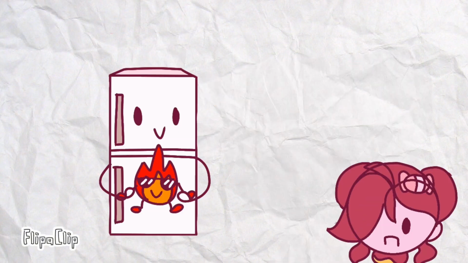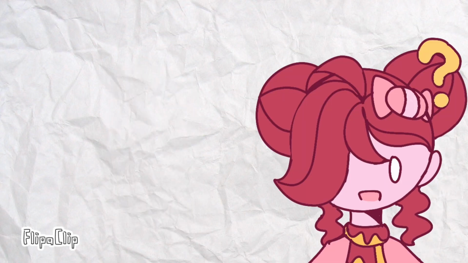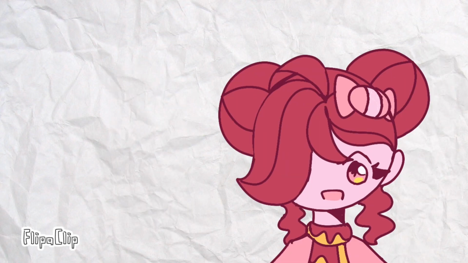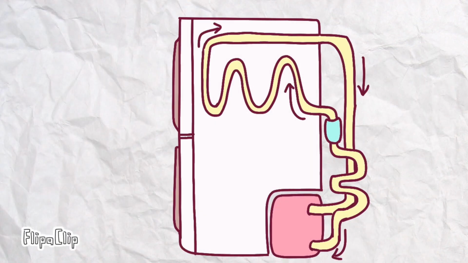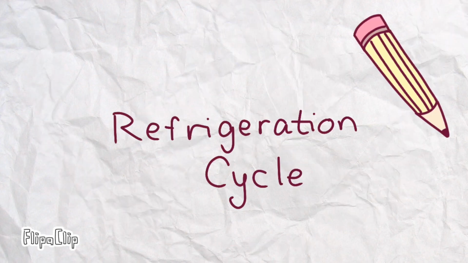A refrigerator cools down its contents by taking the heat inside and moving it outside. But how does it do this? Let's take a look inside a refrigerator. A loop runs throughout the system. Inside this tube, a special fluid called a refrigerant flows that boils at a low temperature. Here, a cycle called the refrigeration cycle takes place.